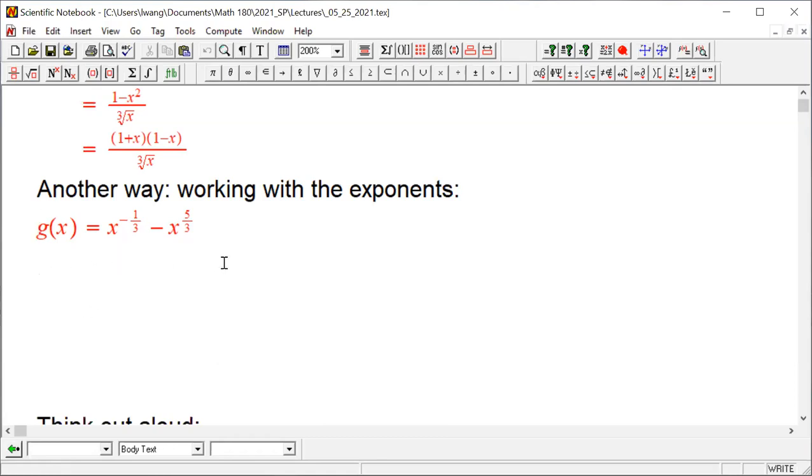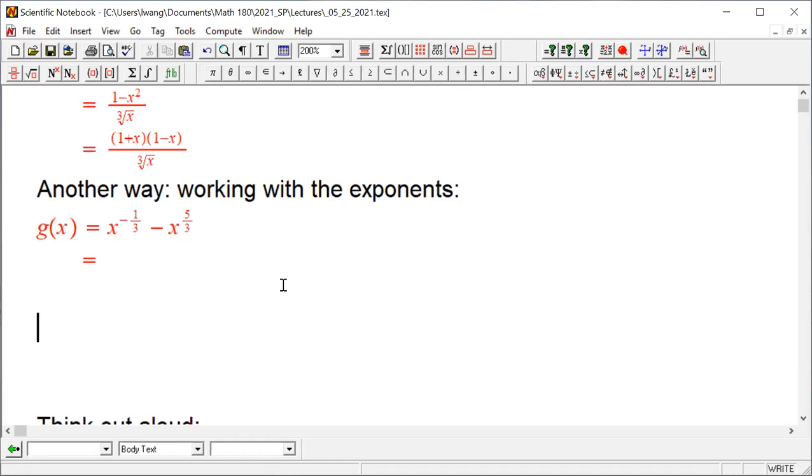I showed you this yesterday, but it was at the end of the class, so it might have been rushed. When you see negative exponents, usually you factor that piece out. Then you ask, how do I factor this? I can factor this piece out, but this other piece doesn't have it.